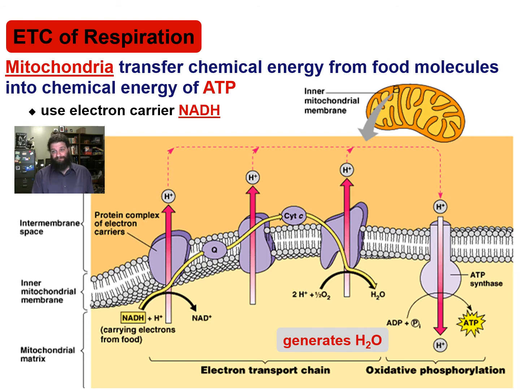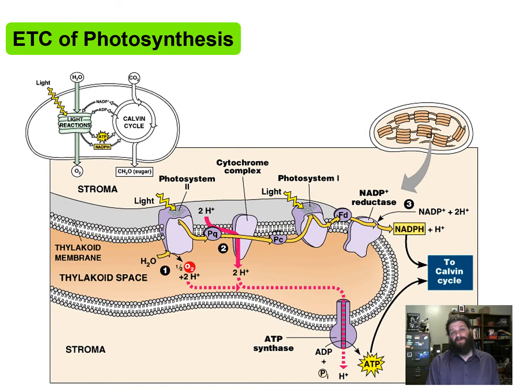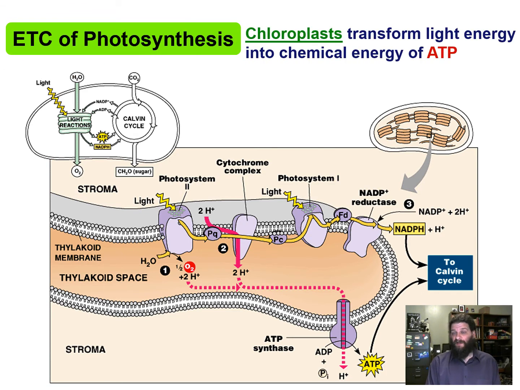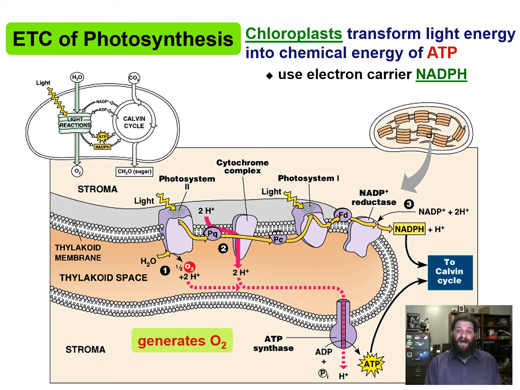There is oxygen. Now let's compare that to the electron transport chain of photosynthesis, where instead of taking an electron from a food molecule and transporting that through intermediates, we're taking an electron that's been excited by light and transporting that through intermediates in order to create the proton gradient that's going to make ATP. In this case, we're using NADPH to transport the electrons, and instead of producing water, water is actually going to be split, and the hydrogen is going to be involved in the proton gradient, but it's going to yield oxygen instead.